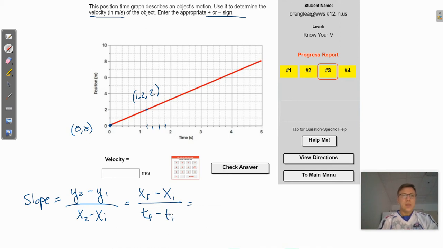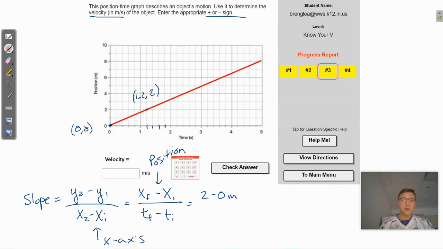So this is going to be 2 minus 0 meters, so the final position. And I know that this right here, since we put x down here, right, and then there's also x here, remember this is position, and this is talking about the x-axis. I apologize for my handwriting. I'm in an awkward position here. Okay, so 2 meters over, this is going to end up being 1.2 minus 0 seconds. So it ends up being just 2 over 1.2.